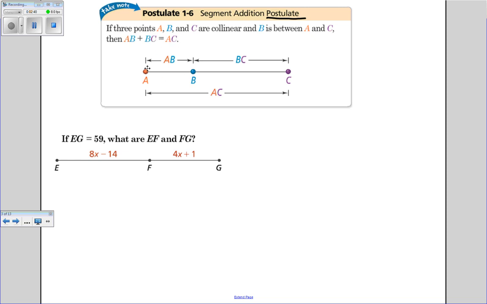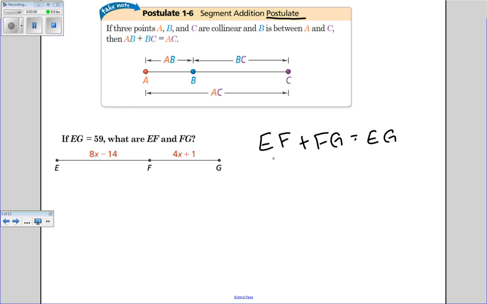And see if that makes sense. Here's the length of AB, plus we're going to add in the length of BC. Doesn't that make sense? We're going to get the length for AC? Sure. So let's try our segment addition postulate for this segment. Which 2 segments do we need to add together? So our 2 smaller ones. We need the length of EF plus the length of FG, and that will equal the length of EG.